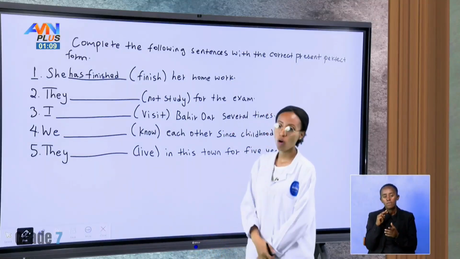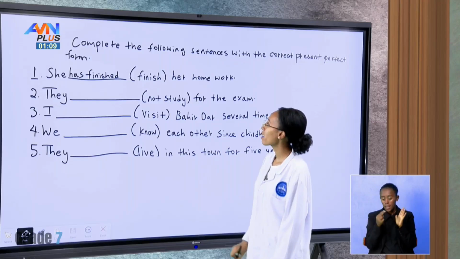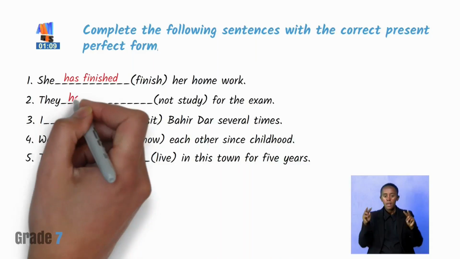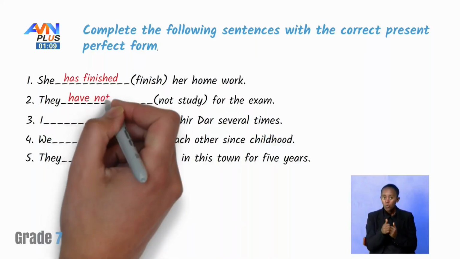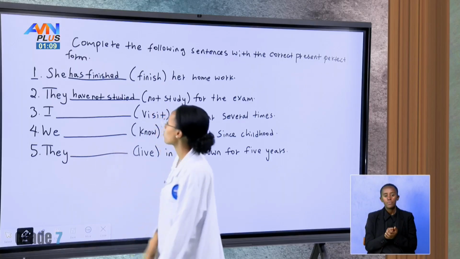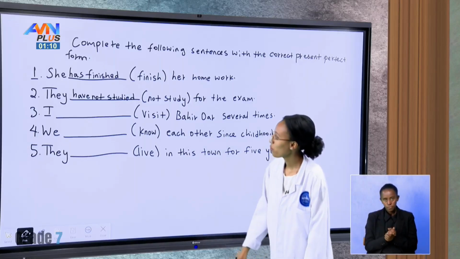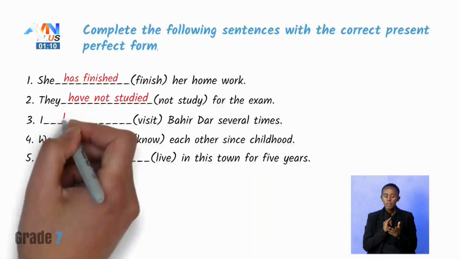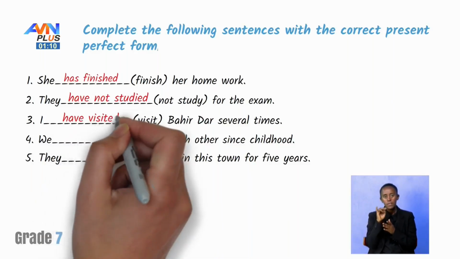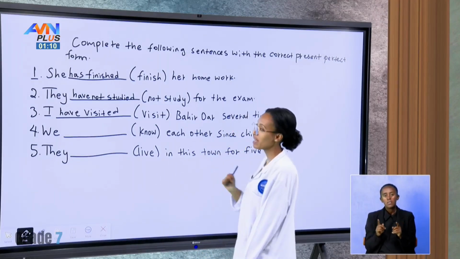The second one, they, we have a negative form here. They have not, and then we change our verb into its past participle form. They have not studied for the exam. Okay, what about the third one? I have visited Bahardar several times. Things that have happened repeatedly over a period of time.